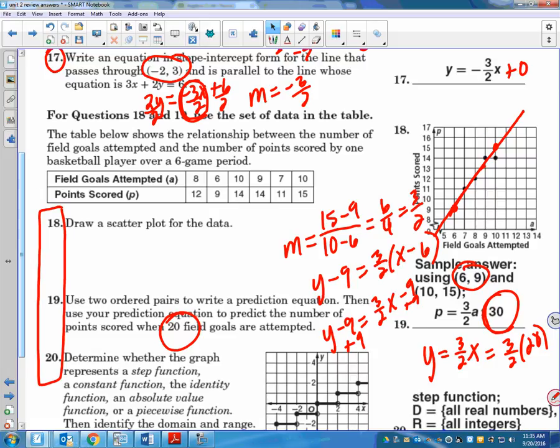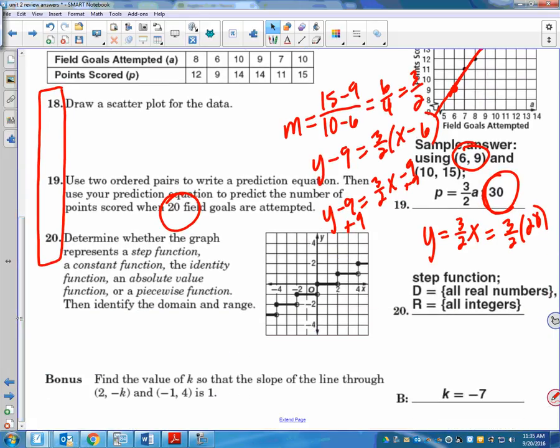Number 20, again, kind of goes with the matching up that I said. It just says which one of these would it be. We could even be more specific because we talked about two step functions. We talked about the greatest integer function and the ceiling function. Which one would this one be, the greatest integer or the ceiling?